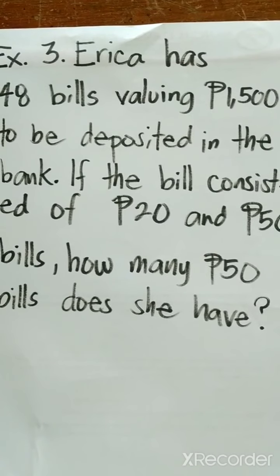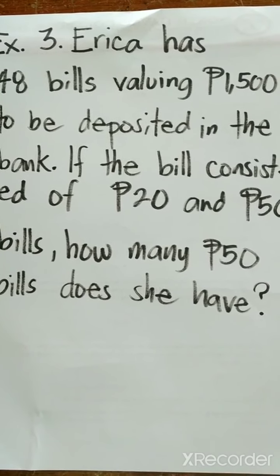For our last question, Erica has 48 bills valuing 1,500 pesos to be deposited in the bank. If the bills consisted of 20 peso and 50 peso bills, how many 50 peso bills does she have? I'm going to leave this to you as an exercise. See you in my next video.